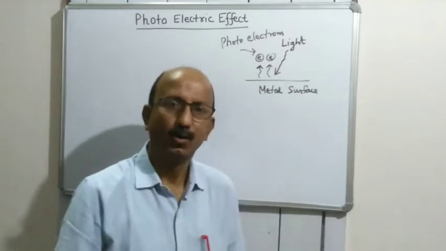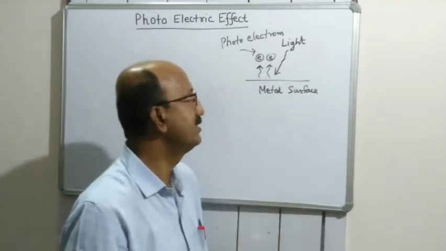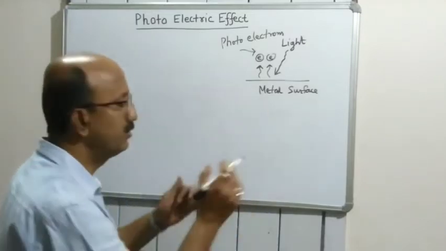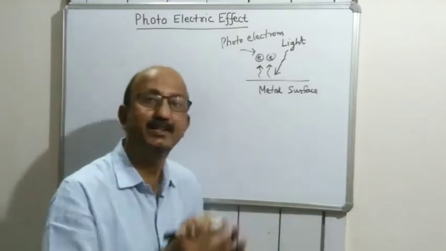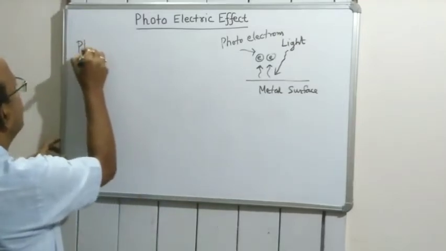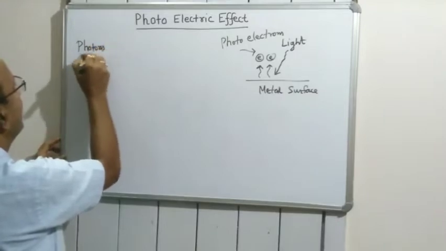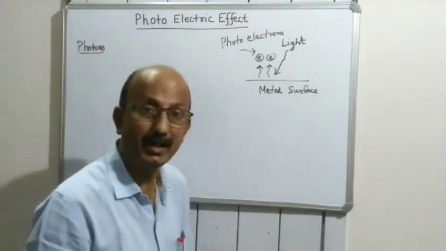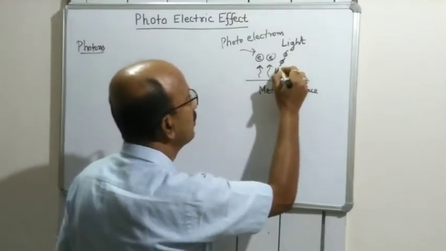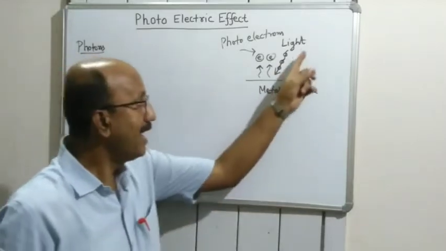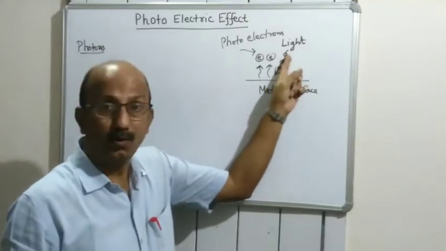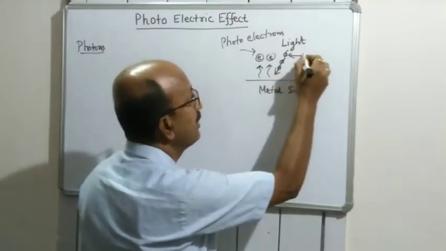Now let us understand why this happens, how this metal plate ejects electrons. Here you need to know that light consists of small energetic particles called photons. So photons are nothing but small energetic particles which are associated with light. So if I draw some photons, so here light is falling on the metal surface. You have to imagine that light consists of small particles called photons. So these are the photons which I have drawn.